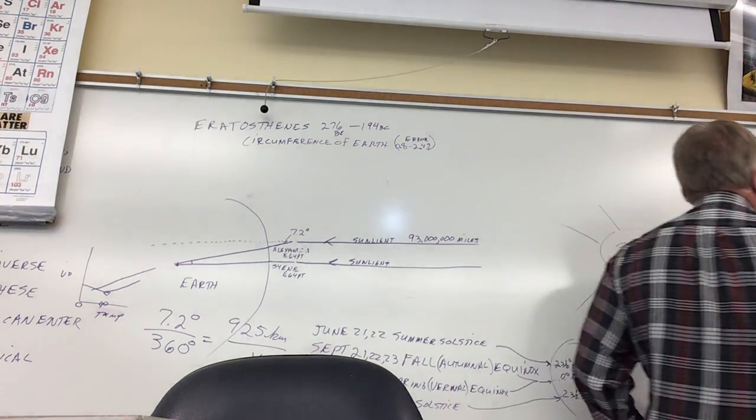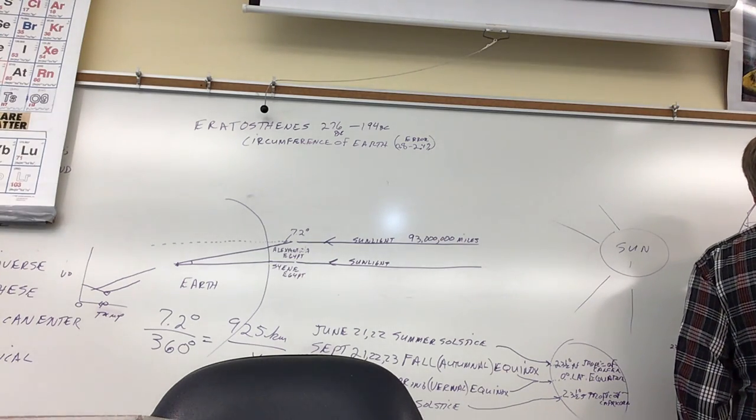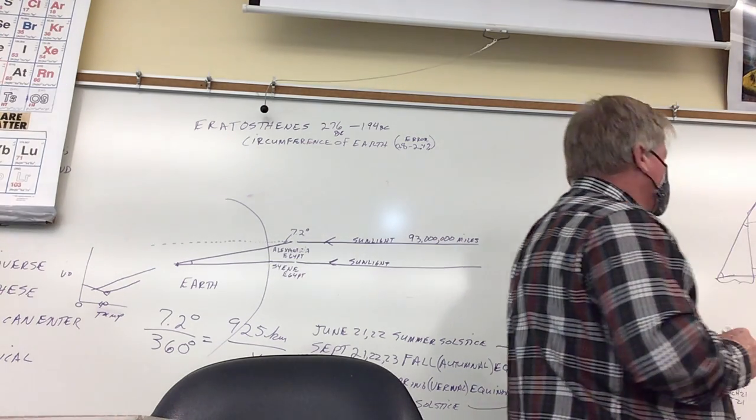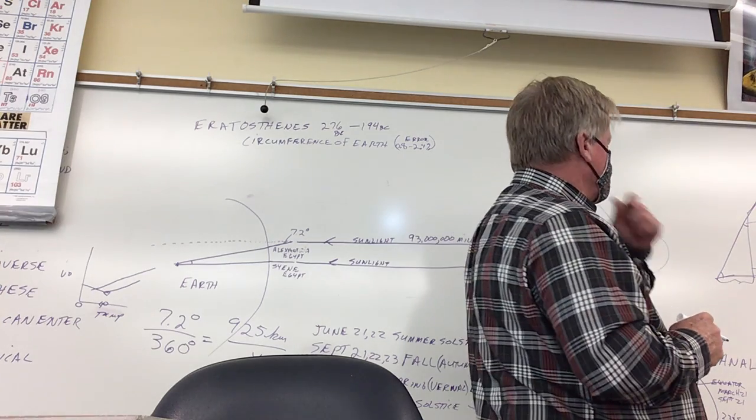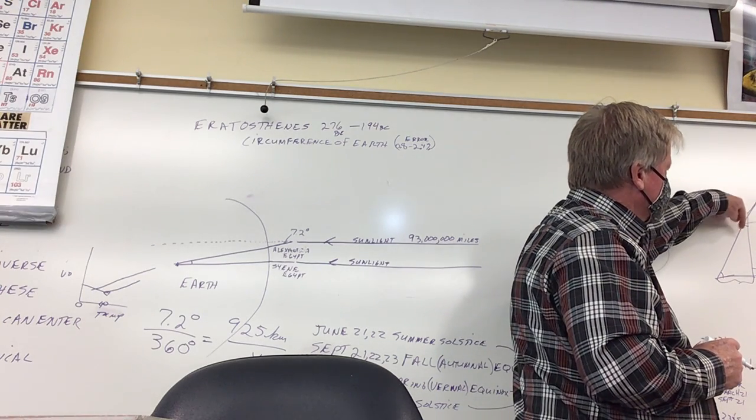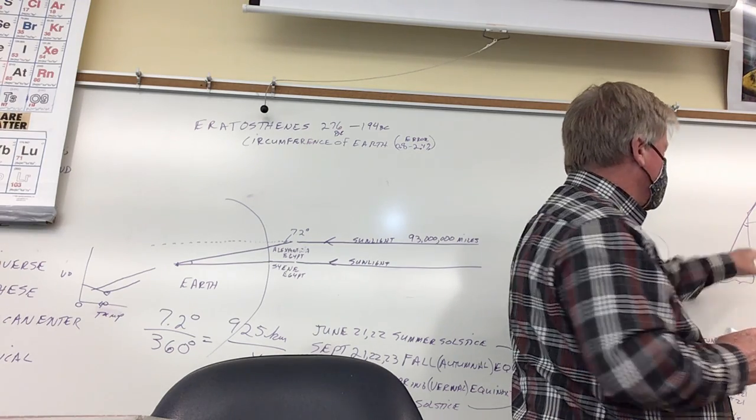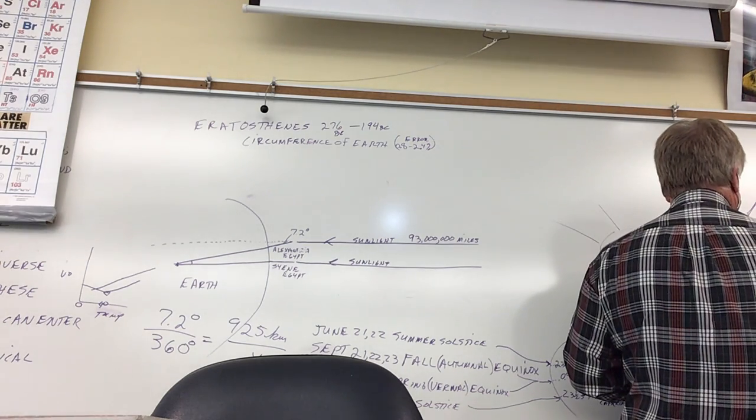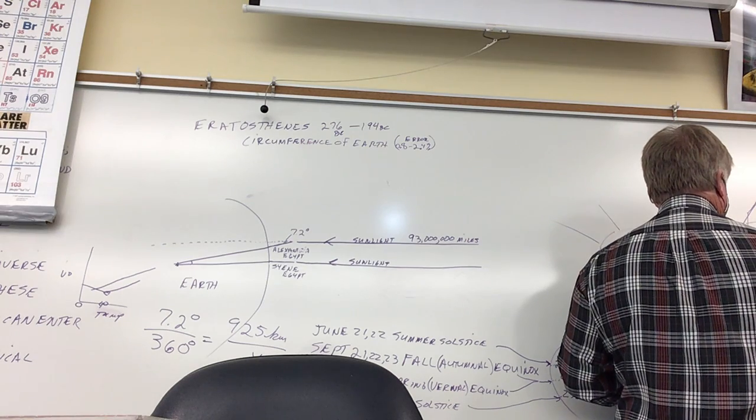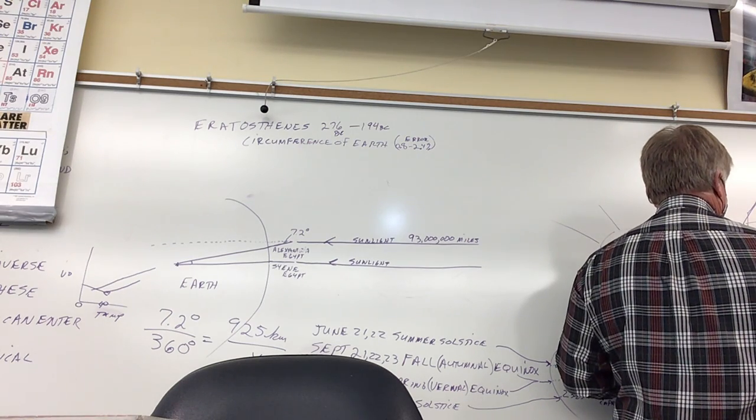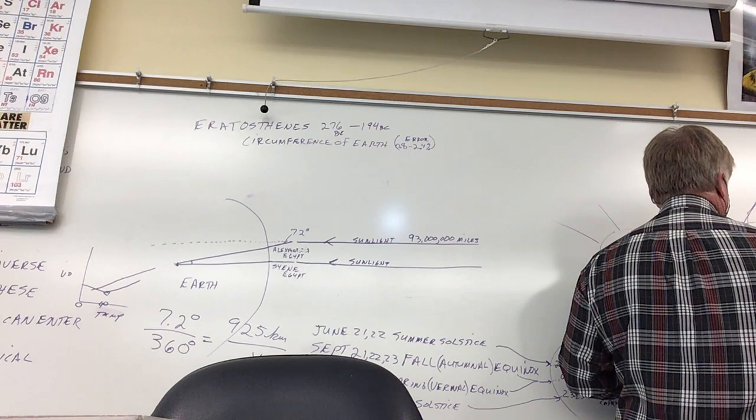Okay, so let's try it. Tangent is opposite over adjacent, right? So as seen through the eyes of that angle, I'm opposite, and you're adjacent, right? So here's a shadow here. I don't know what the number is, I'm going to call it X.